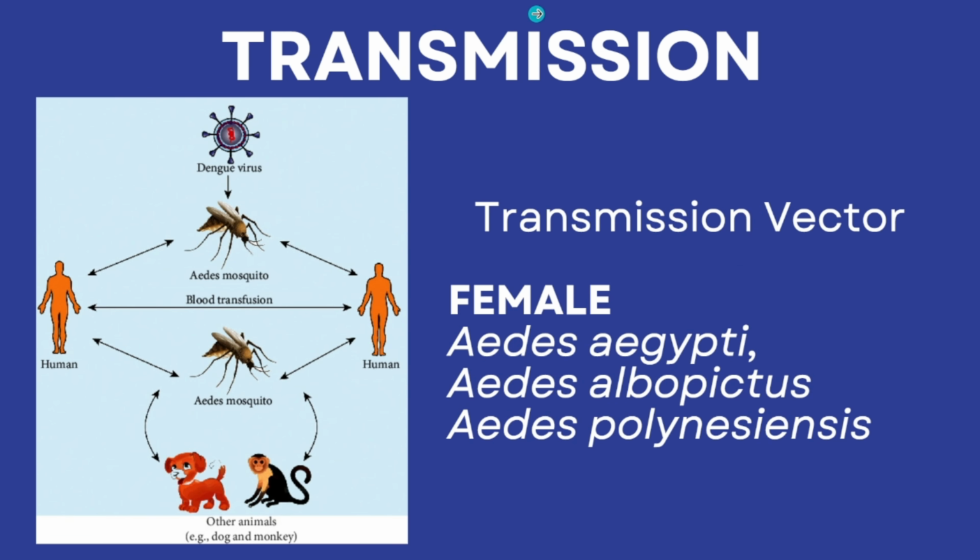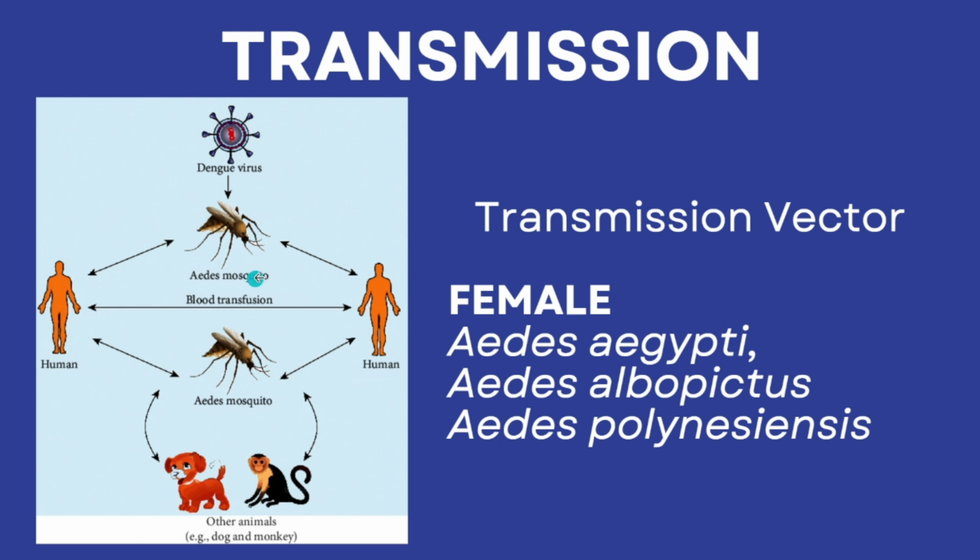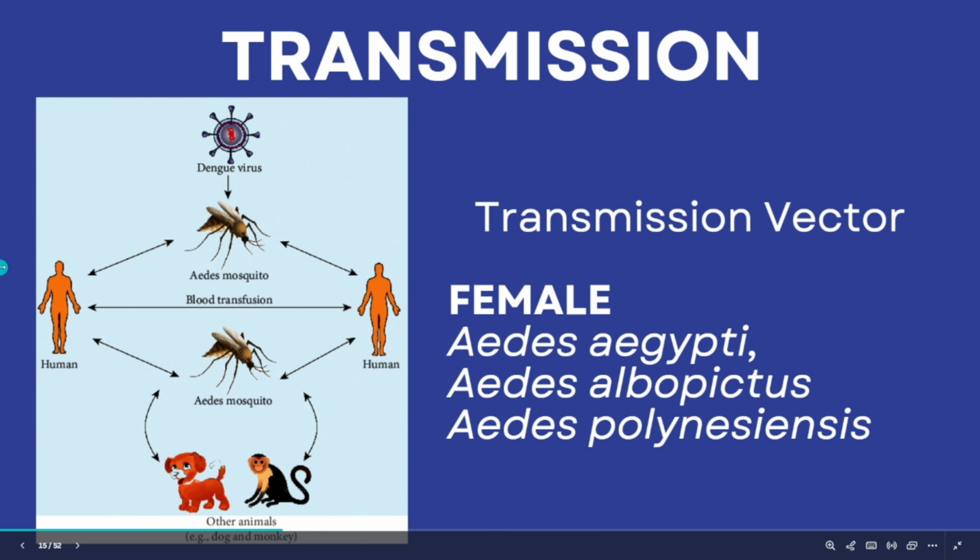This is the transmission. How is it transmitted? The vector is the mosquito, here the female mosquito, very important. Normally, the female Aedes mosquito takes blood from an infected person containing the dengue virus, DENV, and after that goes to another healthy person. Not only humans, maybe they can also take blood from animals, but we are focusing on humans only. You don't need to consider animals. But in the real world, of course, they can also infect animals as well.